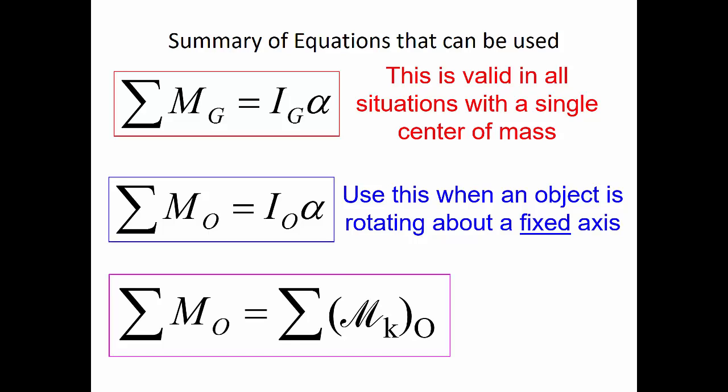Finally, we can use the sum of the moments about an offset point is equal to the sum of the kinetic moments about an offset point. This is valid in all situations. We can always use this equation.